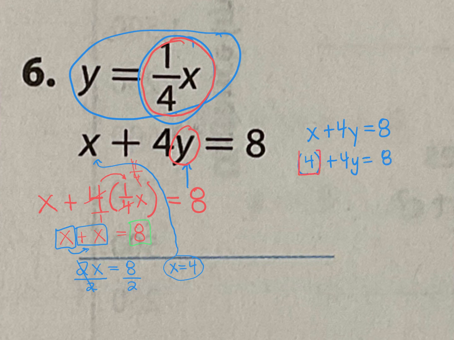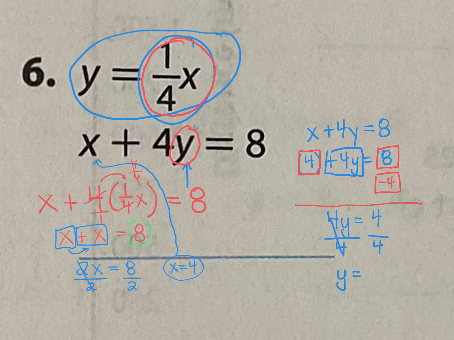I have a number term and a letter term, a variable term. So I got to get that positive 4 to the other side where it becomes negative 4. And now I have 4y equals 8 minus 4, which is 4. I divide by 4 to get y by itself, and y equals 1.